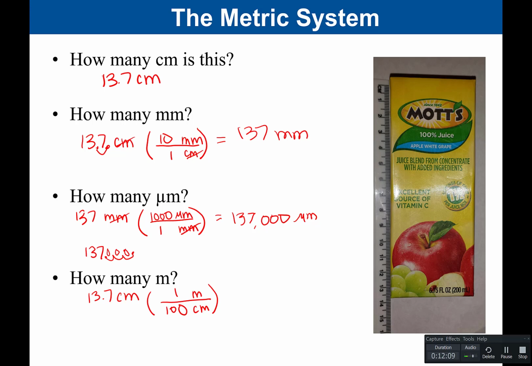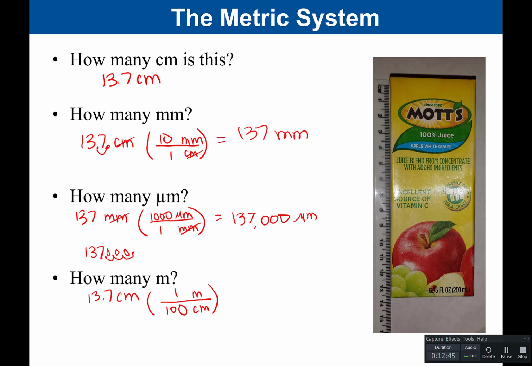So now I'm taking 13.7 and I'm dividing by 100. So if I divide by 100, is my number going to get smaller or larger? If I divide it up into 100, my number is going to get smaller. How many places do I need to move my decimal point? I need to move it 2 because 100 has 2 zeros in it.